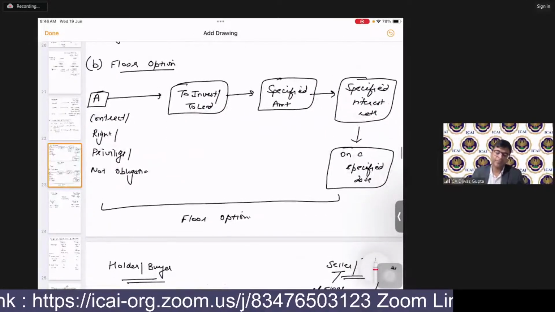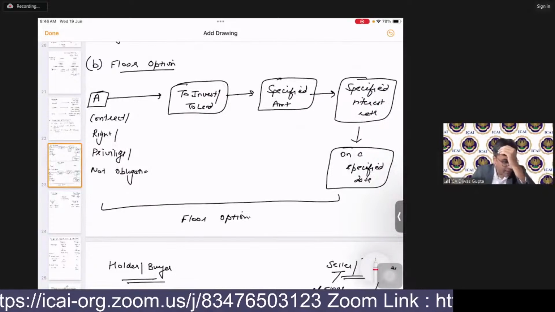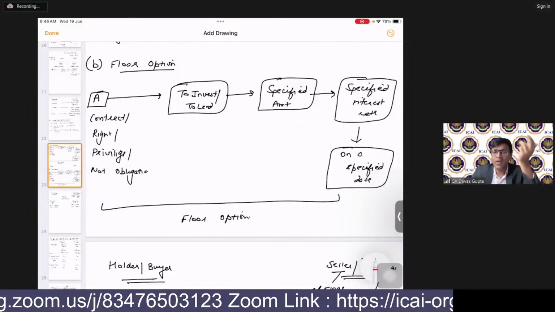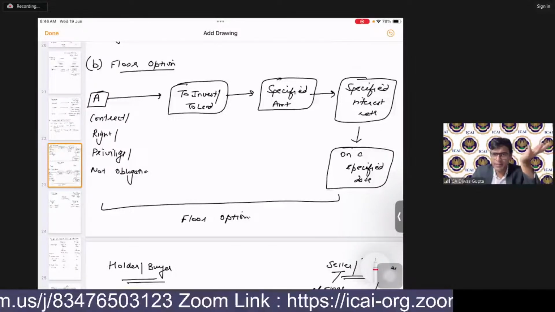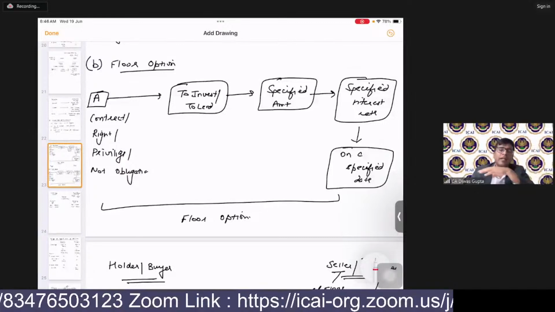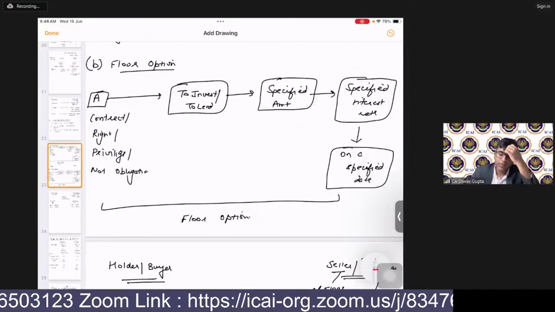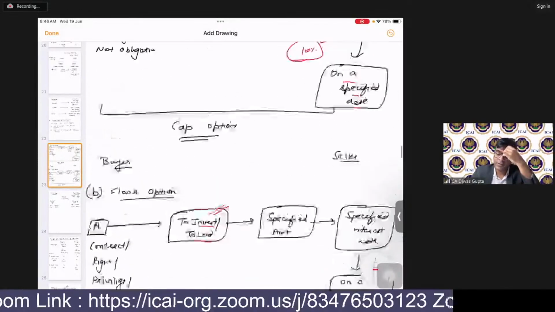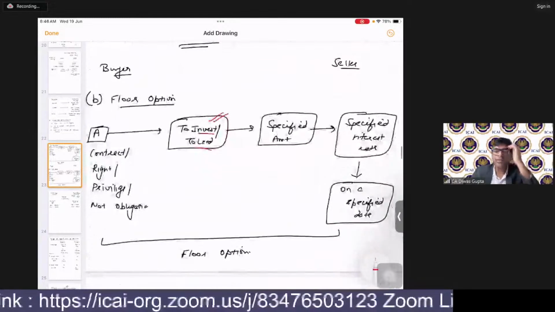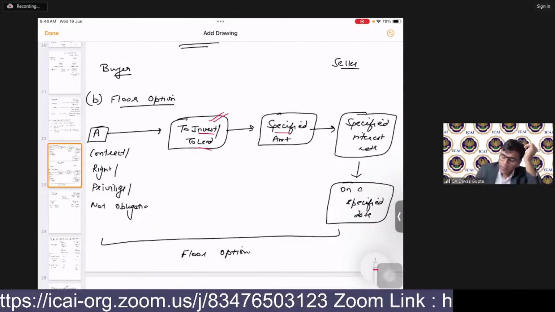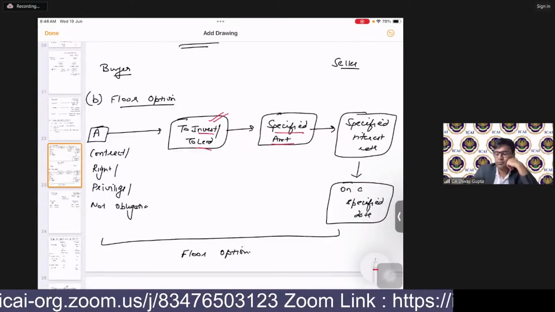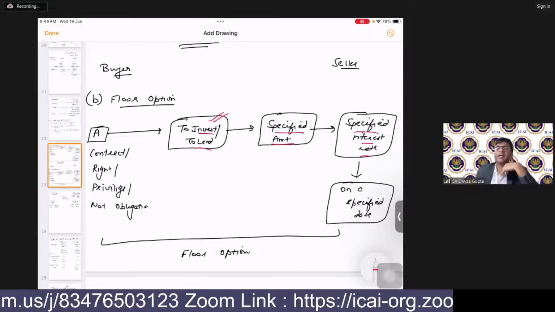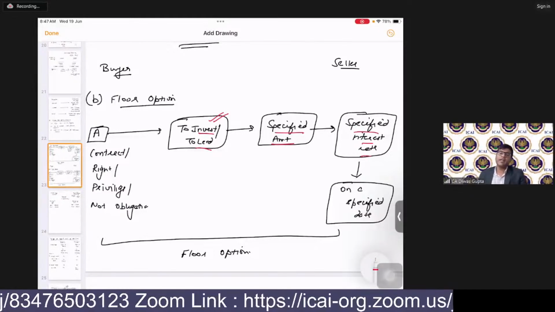Now a floor option. A floor option is again an instrument, which is again a contract. In the form of a contract, it is a right, and hence it is a privilege, but it's not an obligation. Of what? To invest. Now see the difference. Here it was to borrow. Here it is to invest or to lend a specified amount with a specified interest rate on a specified date, students.